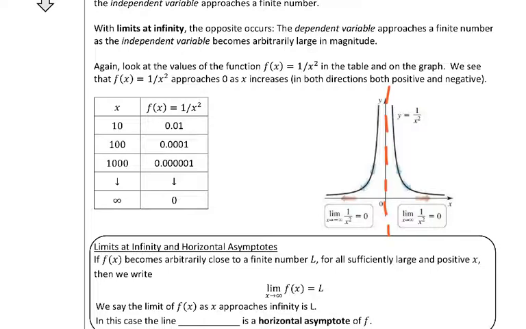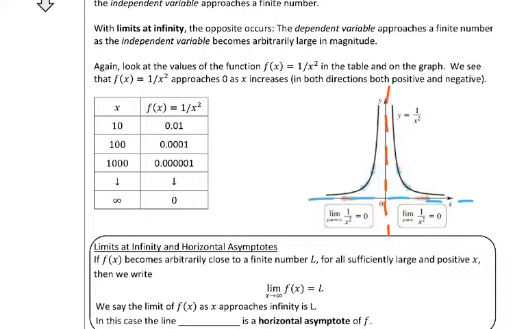We were looking at what happened around this vertical asymptote. Okay, now with limits at infinity, the opposite thing occurs. So now we're looking at when the x value or the independent variable approaches infinity or negative infinity, the y value or the dependent variable approaches a specific number or a finite number. Okay, so for the infinite limits, we were focusing around vertical asymptotes, but for today, for limits at infinity, we're going to be looking at horizontal asymptotes.